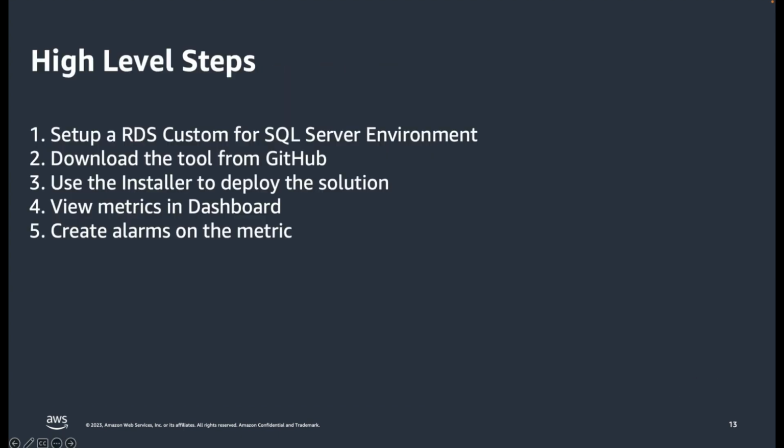So these are the high-level steps for installing this monitoring solution. First, you need to have an RDS Custom for SQL Server environment in your AWS account. Next, you need to download the script from GitHub and transfer the script to the EC2 host for the RDS Custom for SQL Server instance. Then you use the installer to deploy the monitoring solution. Post-installation, you can view the dashboard in the AWS console and also create CloudWatch alarms on the required metrics.